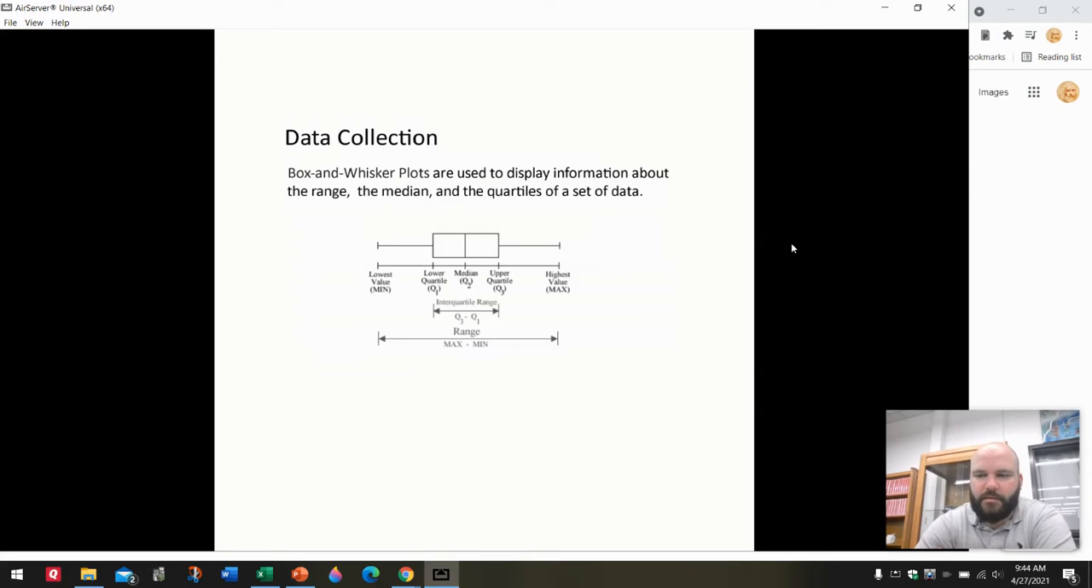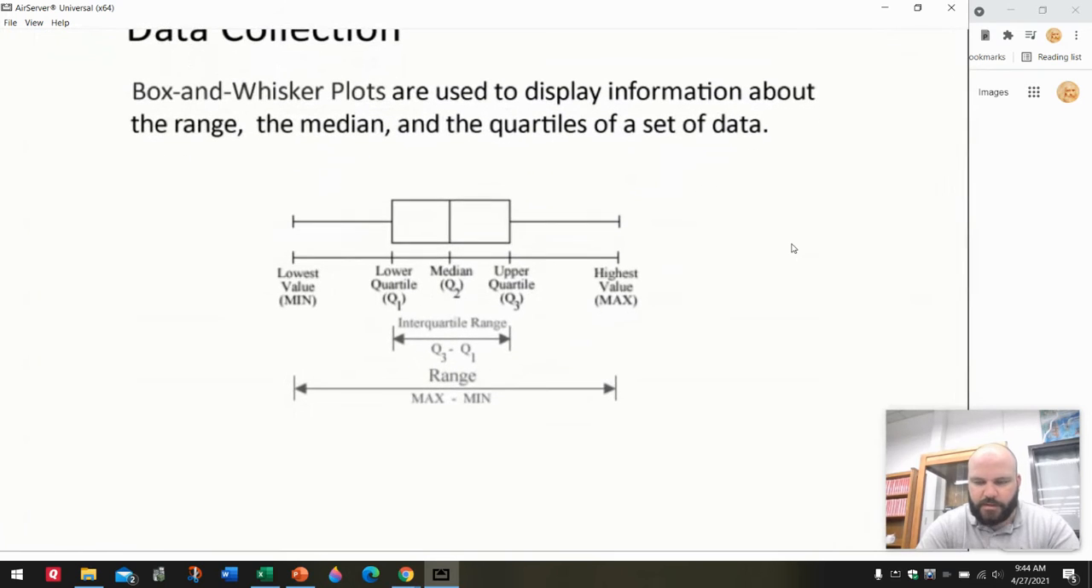Okay, hello everybody. So today we're moving into a new topic of discussion, and that is box and whisker plots. What you see in front of you is actually a box and whisker plot. Box and whisker plots are used to help you visualize data that you might have in regards to a certain subject, and it helps you understand how that data is distributed across a number line.